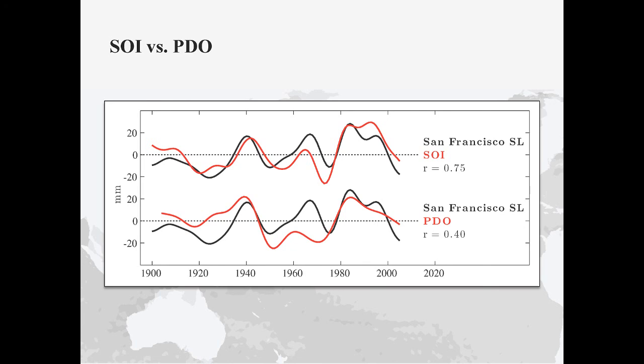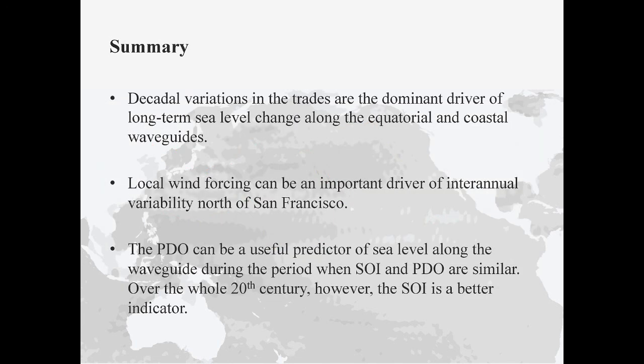So just to sum up what Mark and I both were saying together, the decadal variations in the trade winds, that equatorial forcing, is the dominant driver of the long-term sea level change along the waveguides, the equatorial and the coastal waveguides in both the west and in the east. The local wind forcing can be an important driver of interannual variability north of San Francisco, but obviously the long-term variability we found was more related to the equatorial forcing.